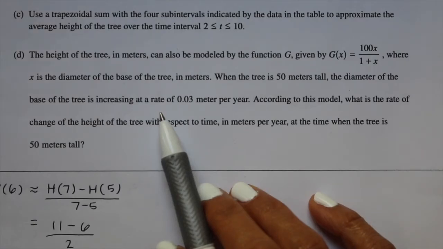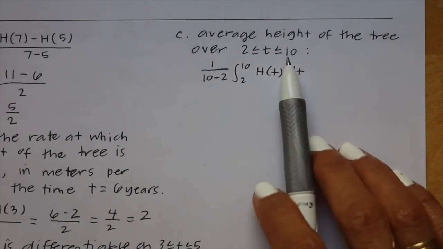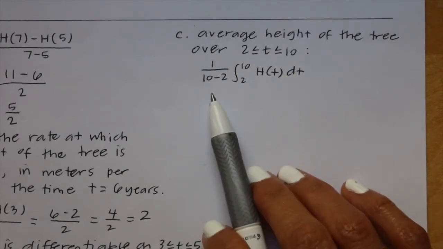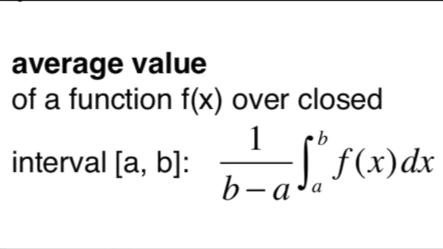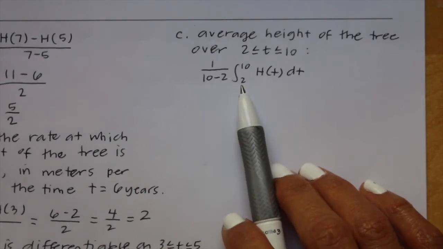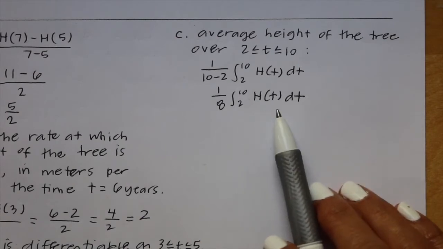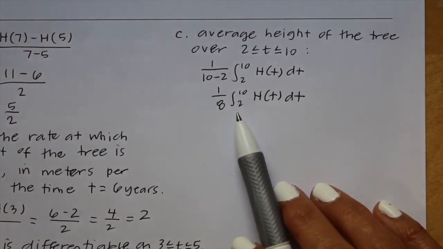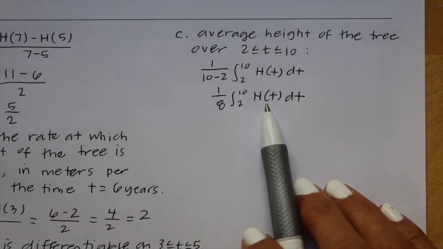Part C says use a trapezoidal sum with the 4 sub-intervals indicated by the data in the table to approximate the average height of the tree over the time interval from 2 to 10. To find the average height of a tree over a closed interval from 2 to 10, you're going to use the average value formula. One over 10 minus 2, the integral from 2 to 10, h of t dt. So you get 1/8, the integral from 2 to 10, h of t dt, and then we want to use the trapezoidal sum with 4 sub-intervals to find the integral from 2 to 10, h of t dt.